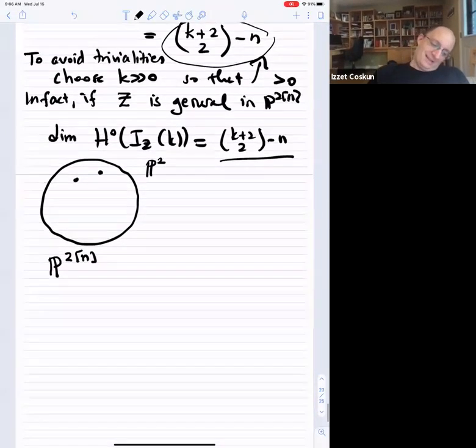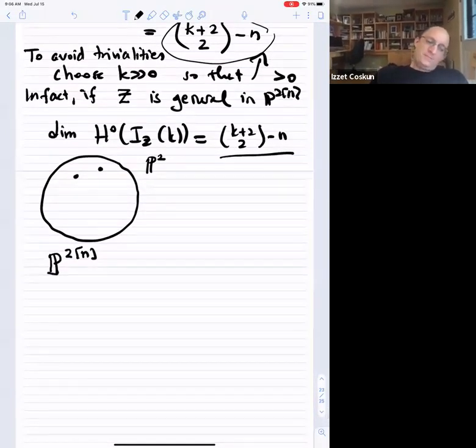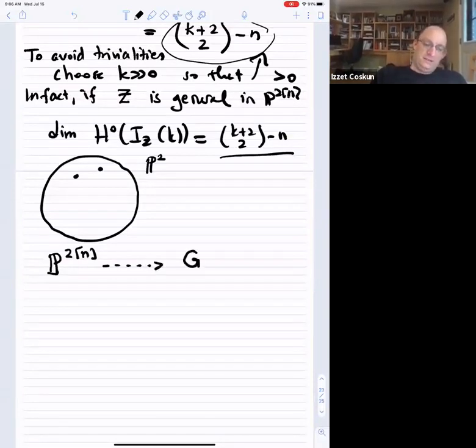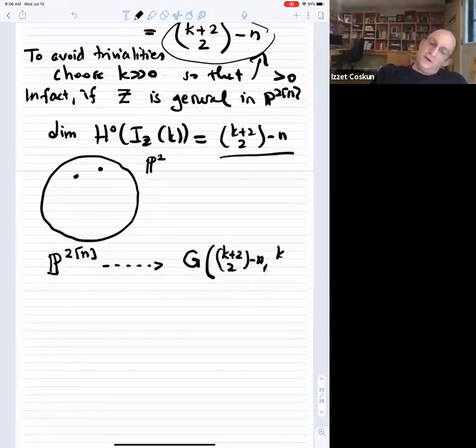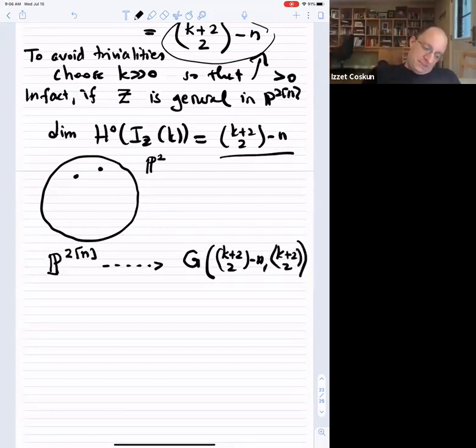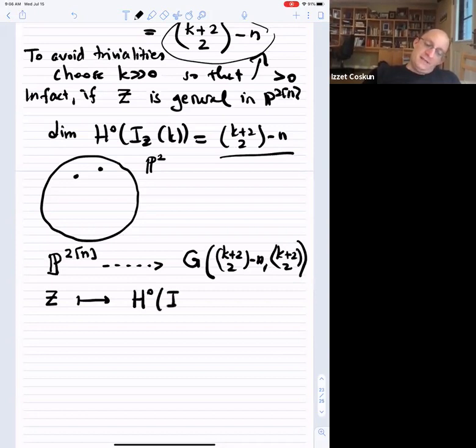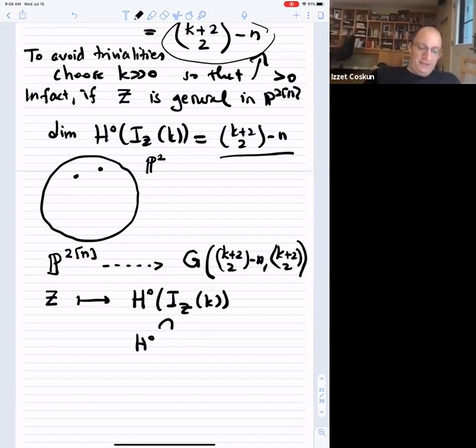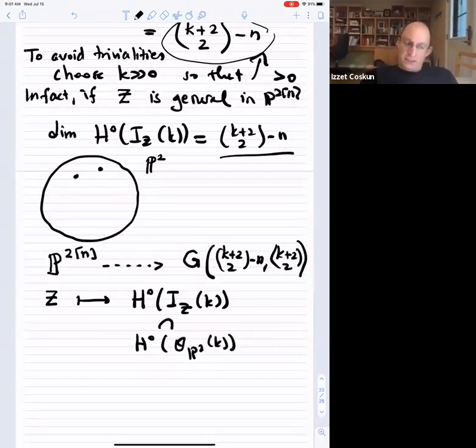otherwise you don't get such an interesting thing, right? For each K, provided that K plus 2 choose 2 minus n is positive, you get a rational map to the Grassmannian of K plus 2 choose 2 minus n dimensional subspaces of a K plus 2 choose 2 dimensional vector space. And what does this map? This map is like this. You take your scheme and you send this thing to the polynomials of degree K that vanish on that scheme, and you consider this thing as a subspace of polynomials of degree K. Okay? And again, this is only a rational map, right?